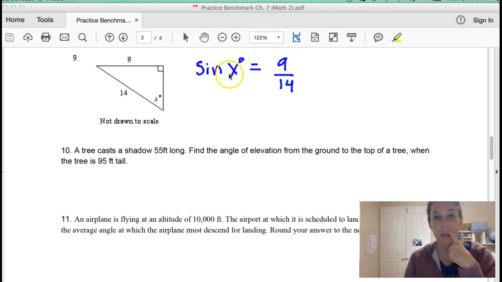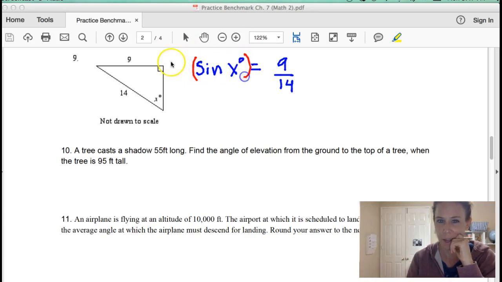And since I'm solving for the angle, I need to get this x away from the sine. I kind of teach it like this. I'm finding the inverse sine. I'm going to undo the sine. So if you think of it like I'm inversing the sine of both sides, I'm finding the inverse sine of both sides. And that's what the negative 1 power means.